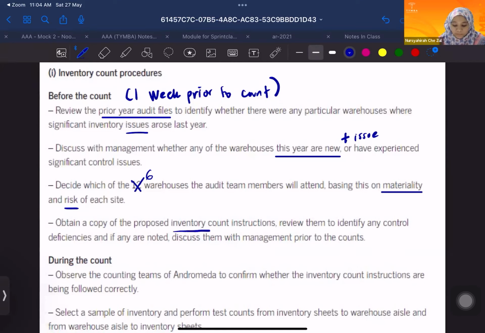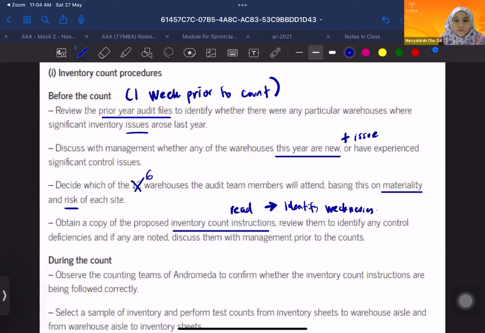Okay, this is important. Contact your client, ask for a copy of the inventory count instruction. You read those instructions, and you identify what are the weaknesses. If possible, you talk to the management to amend those instructions. If no chance to amend those instructions, then you just go with it. We consider later on how serious it is during the count.